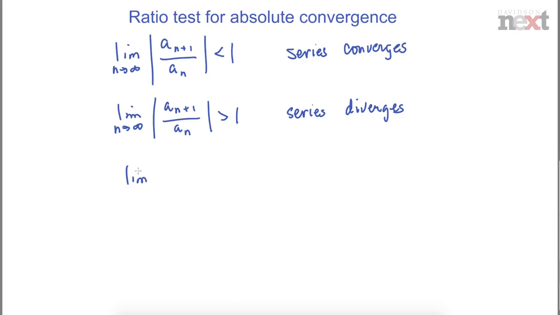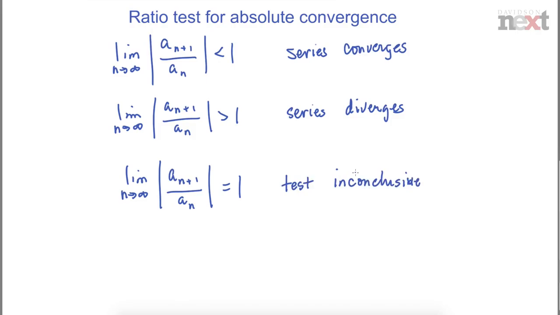Unlike the geometric series, it is possible for that limit to equal 1. But this test will not tell us more information. We'll have to use one of our other tests to determine what happens when that limit equals 1. So we will say here that our test is inconclusive, and we must keep checking what happens at those endpoint values.